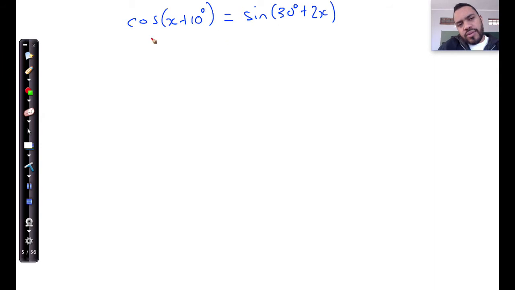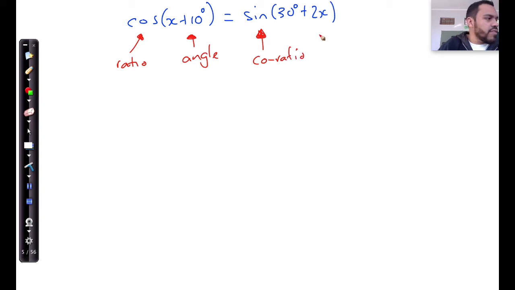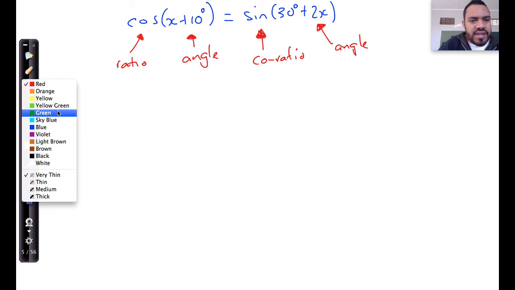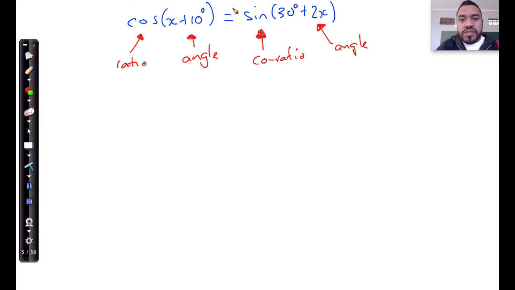So here, I want you to look at this. I've got a function, okay? In other words, I've got a ratio, and then I've got a given angle, right? And then over here, I've got the co-ratio, and then over here, I've got another angle. Now, this is not the reference angle, but we can turn it into the reference angle. And how can we do that? Well, we rewrite this using the co-function in order to make the arguments of the functions the same.